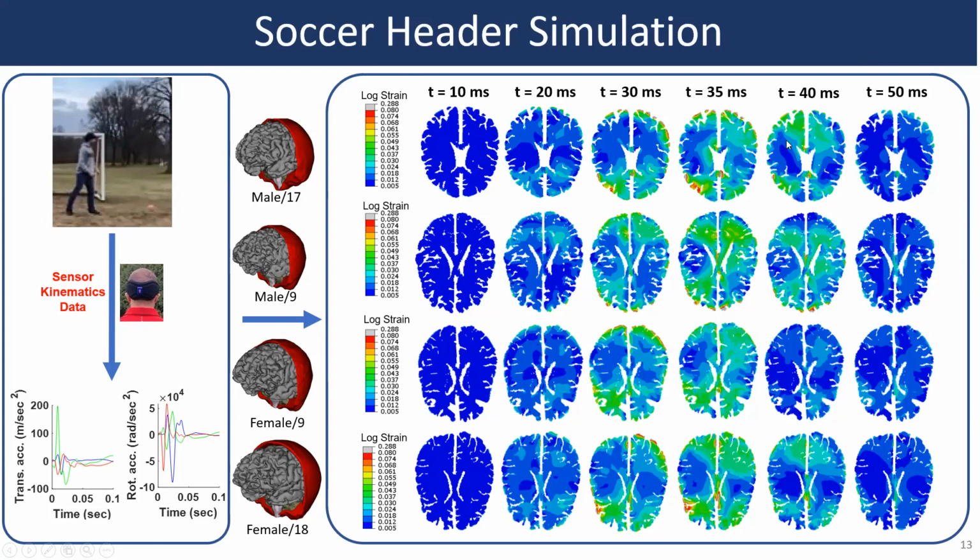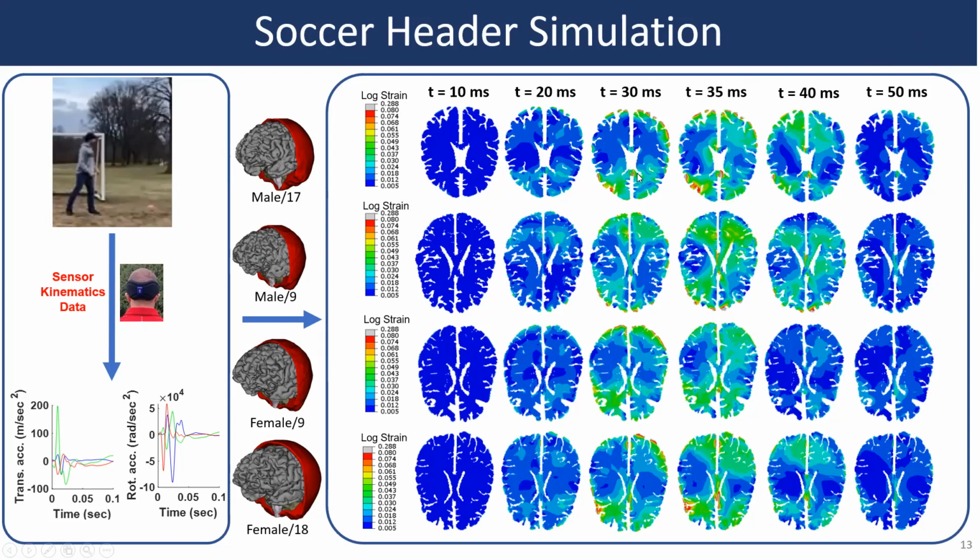So here we see similar thing that we saw in our previous study, that the strain starts to occur on the surface of the brain and then starts to propagate in. But as it propagates in, it starts losing the magnitude because of the energy dissipation.